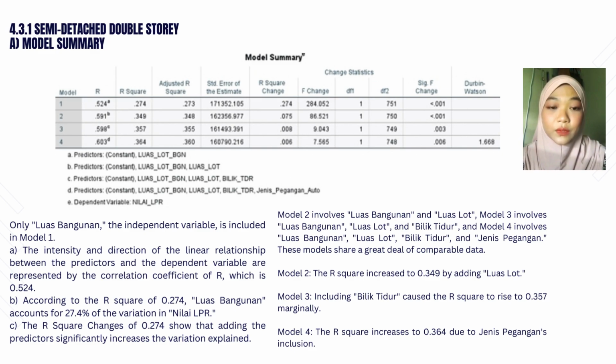Model 2 involves luas bangunan and luas lot. Model 3 involves luas bangunan, luas lot, and bilik tidur. And Model 4 involves luas bangunan, luas lot, bilik tidur, and jenis pegangan. These models share a great deal of comparable data. In Model 2, the R-square increased to 0.349 by adding luas lot. In Model 3, including bilik tidur causes the R-square to rise marginally to 0.357. In Model 4, the R-square increases to 0.364 due to jenis pegangan's inclusion.